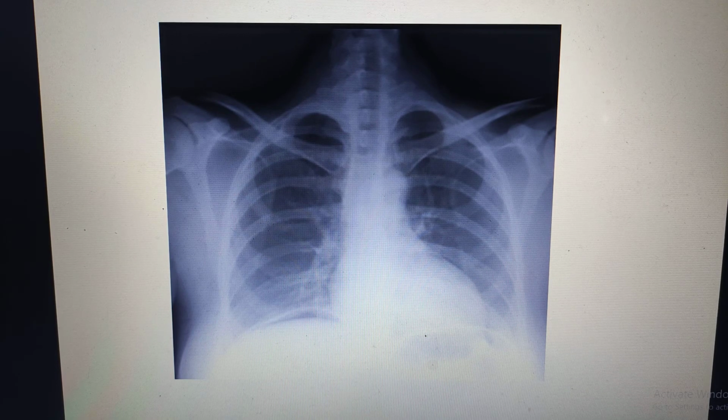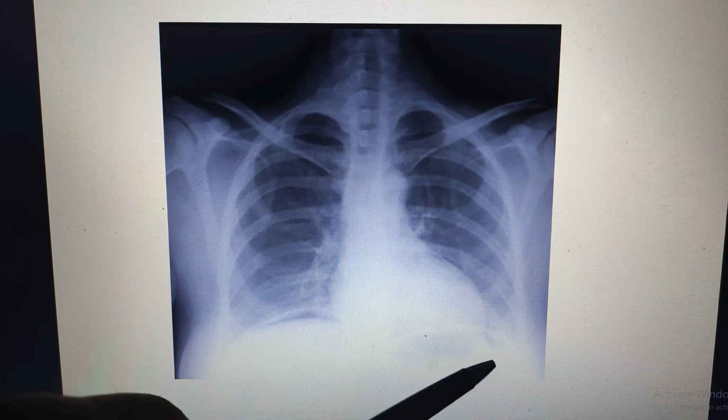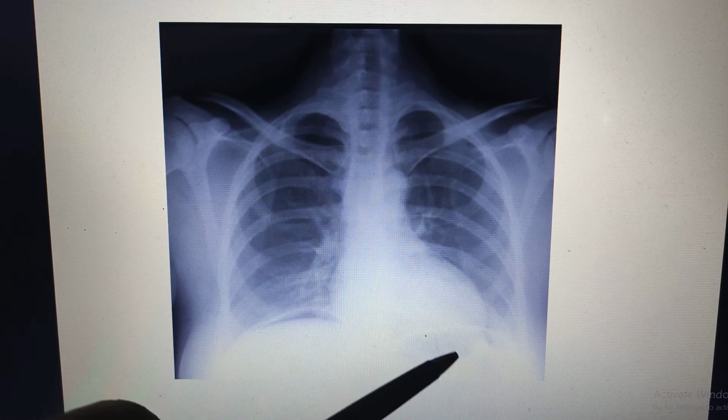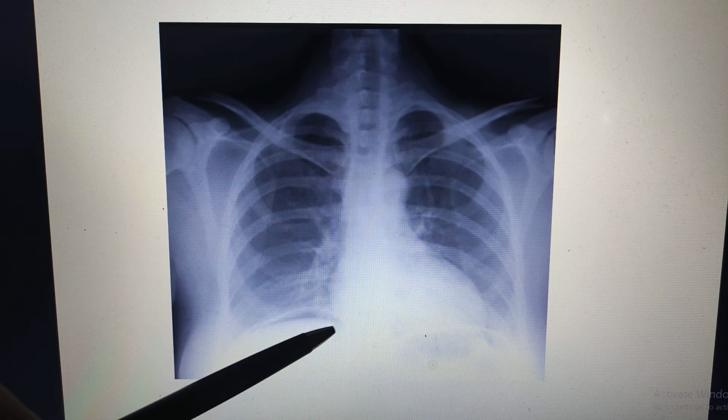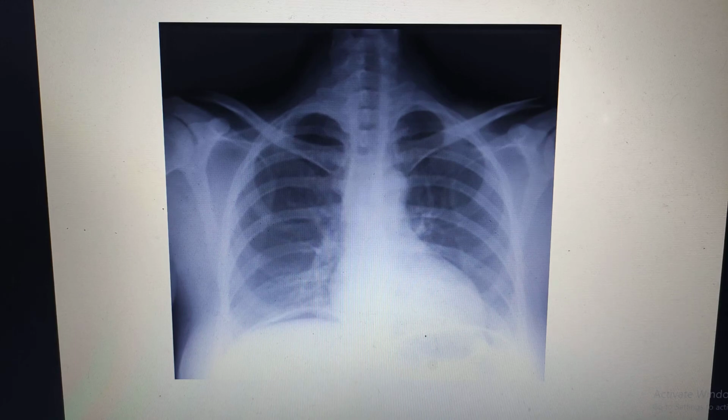So again, remember, this is the problem here, gas under the diaphragm. If there was gas here, no problem, this is normal. But this is the problem here, gas under the diaphragm, right? Most of the time, gas under the diaphragm is due to perforation, right?